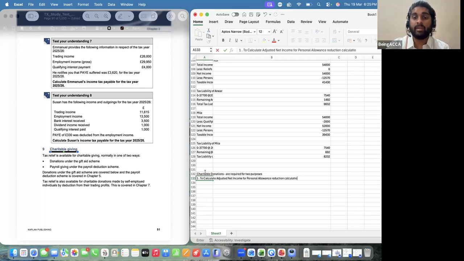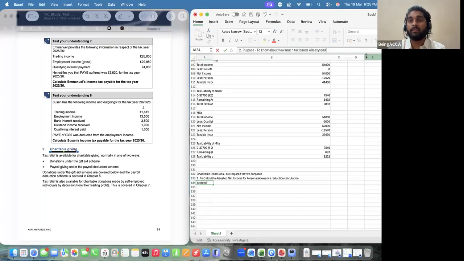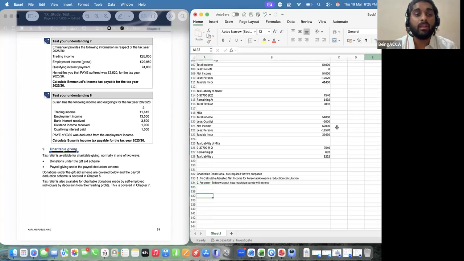The second purpose would be to know how much the bands will extend. I will discuss this in detail in the current class itself, but this is an overview. So how much the tax bands will extend. Okay, so first we will understand charitable givings.